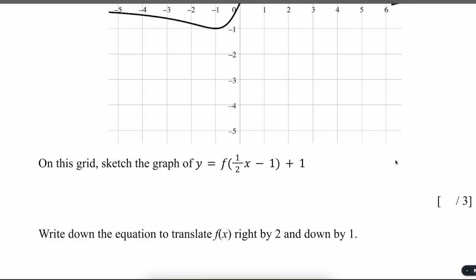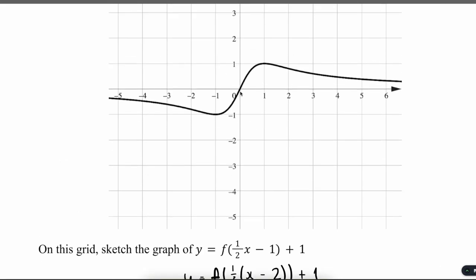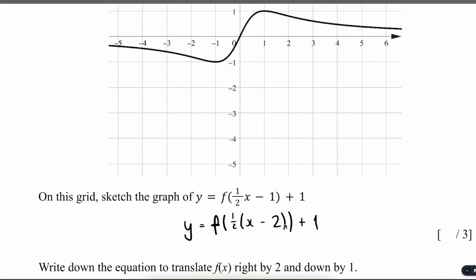So the way that I like to look at it is, because this half is more powerful than the minus 1, the half takes effect later because it's more powerful. So it does the smaller stuff first, then the more powerful stuff later. So I'll show you what I mean. This y equals f of a half x minus 1 is the same as a half x minus 2 in brackets plus 1. Okay, they're the same because you can expand it out. So a lot of people translate this by 1, 1 when they actually need to translate it by 2, 1.